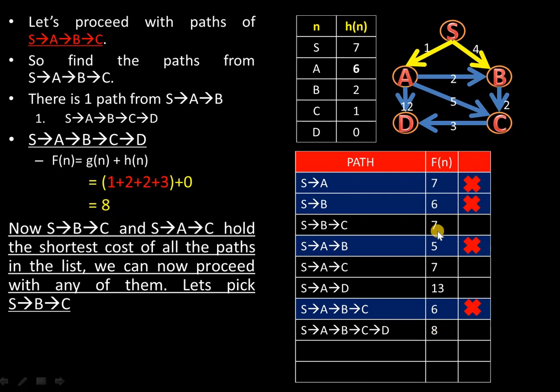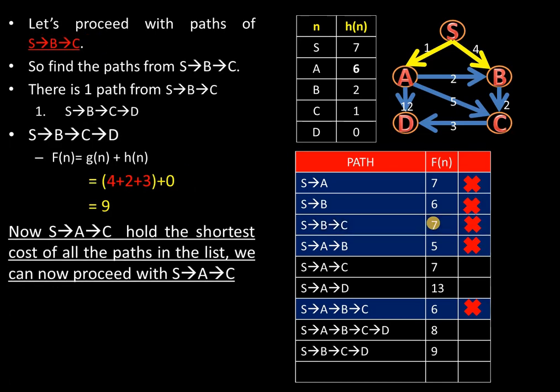So check what is remaining. 7 here, 13 here, and 8 here. So which is the shortest? The shortest is 7. And we have 2 paths which are holding the function value 7. So we can randomly pick any among these. So let's pick the first one, that is S to B to C. Okay, so I've written S to B to C.